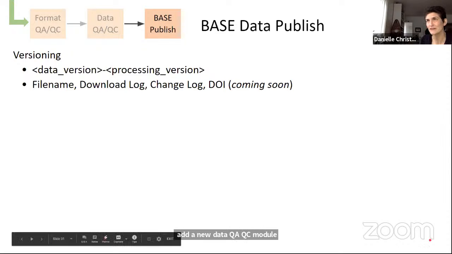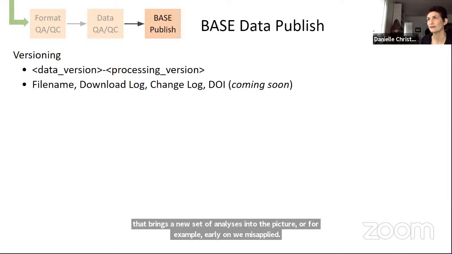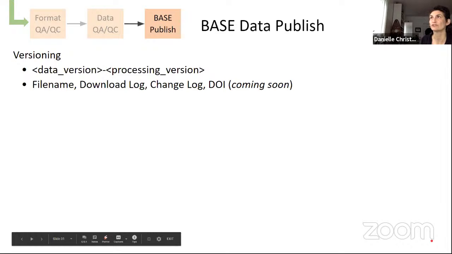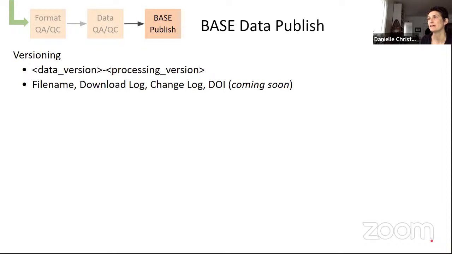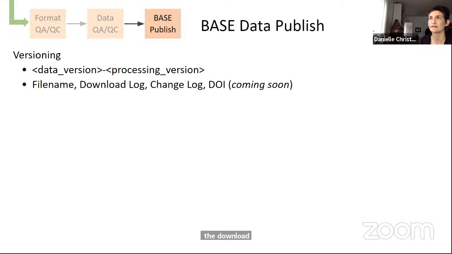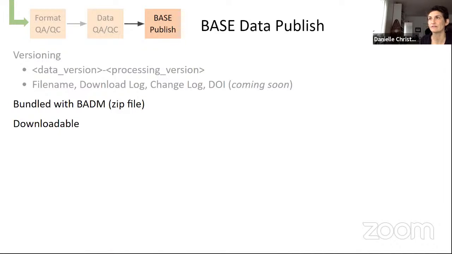So you can find this versioning number in various places: on the file name of the data product in the zip file, on the download log. We'll show you that later, but we do track who's downloading your data. On the change log, you can hover over the site name and see what version was published at what time. And very soon we're going to be adding the version number to the DOIs, and we'll touch on that a bit more later.